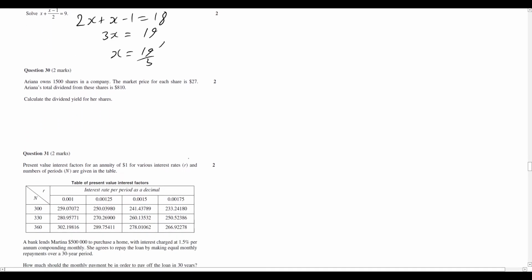Alright, Ariana owns 1,500 shares in a company. The market price for each share is $27, and Ariana's total dividend from these shares is $810. So we need to calculate the dividend yield for her shares. Okay, so to calculate dividend yield, you want to figure out how much money each share gives you in terms of dividend, and then divide that by how much the actual share costs. So we have $810 coming in terms of dividends, but that's from 1,500 individual shares. So we find that individually, each share gives us a dividend of $0.54.